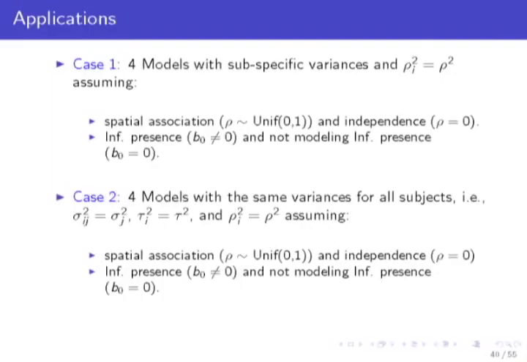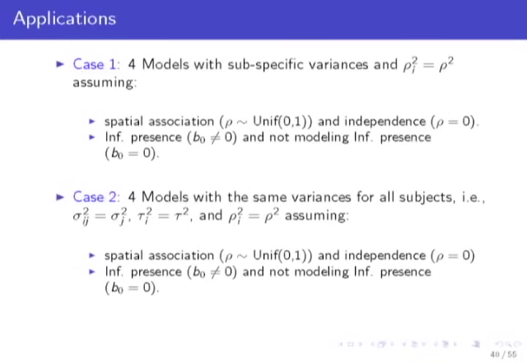Now I'm going to the applications. We have two situations here. We are playing with 4 models. So I'm dividing between subject-specific variances, and I'm assuming rho_i squared to be rho here. Now this did not change that much. To keep things simple, I'm assuming rho_i as rho. That is a uniform rho for all the subjects, which is not varying with respect to subject.